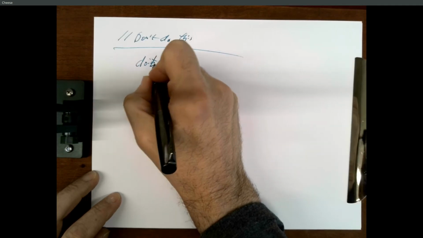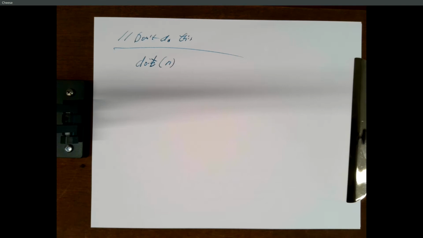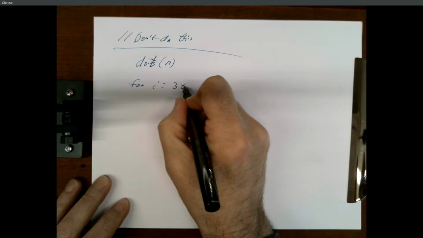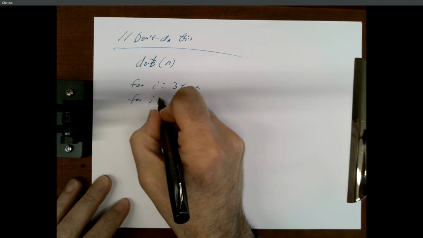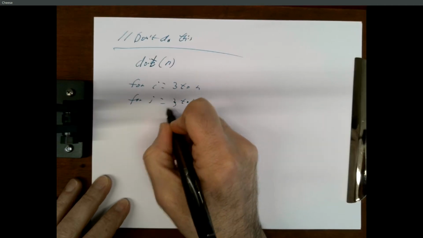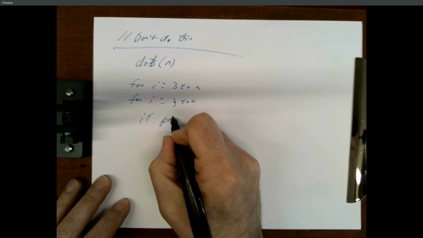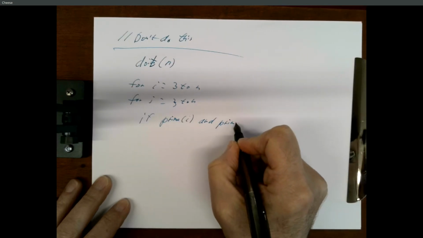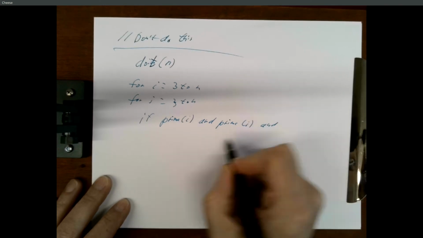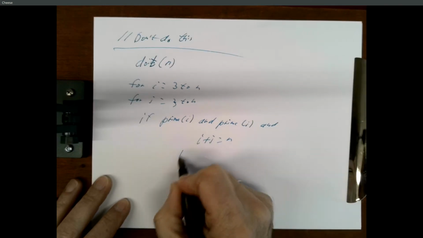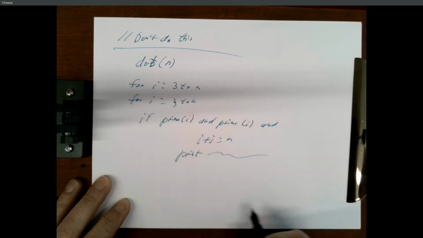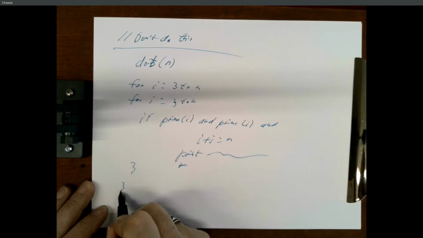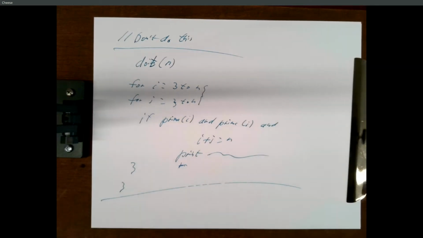So let's write a do-it function which will write out the number n as a sum of two primes. For i equals 3 to n, for j equals 3 to n, if i is prime and j is prime and i plus j equals n, then print out our stuff, closing our curly brackets. That will work.